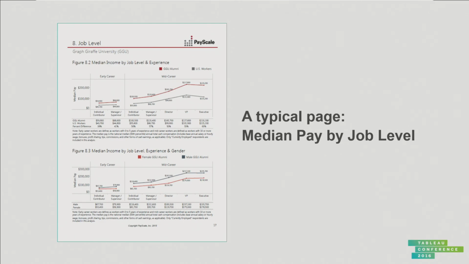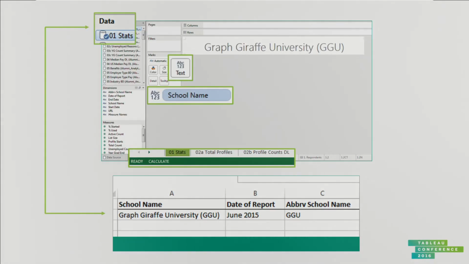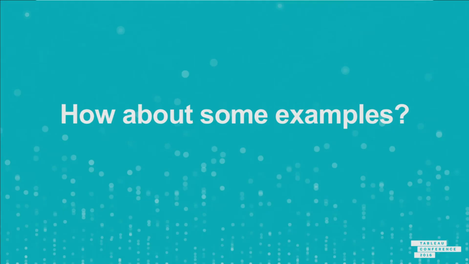Yes? The paragraph text underneath the charts, where does that come from? So some of it is static objects because it doesn't change. So I'm just defining how I'm defining median income and what my confidence intervals are, which is not going to change report to report.